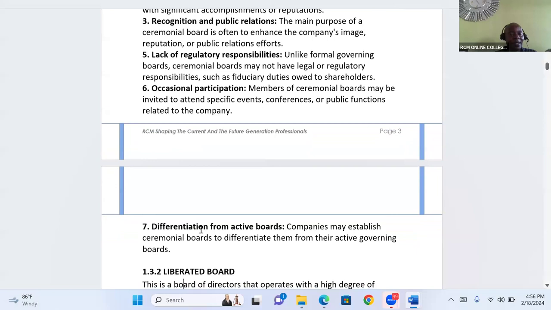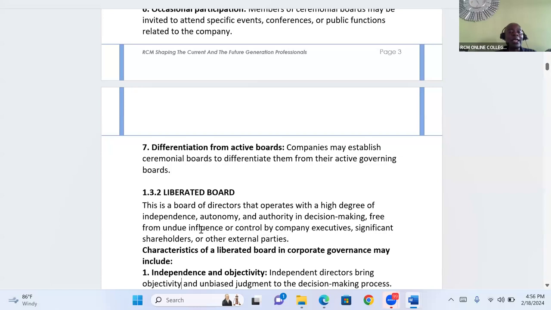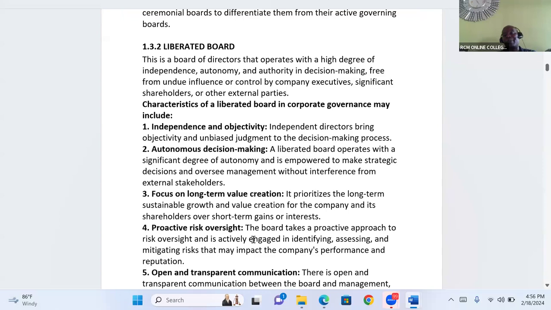Now, from there, ladies and gentlemen, we have what we call liberated boards. Boards which are at liberty to help us make decisions. They are independent. These are boards of directors that operate with a high degree of independence, autonomy, and authority in decision making, free from undue influence or control by company executives, significant shareholders, or other external parties. Characteristics of a liberated board in corporate governance may include independence and objectivity, independent, autonomous decision-making. A liberated board operates with a significant degree of autonomy and is empowered to make strategic decisions and oversee management without interference from external stakeholders.